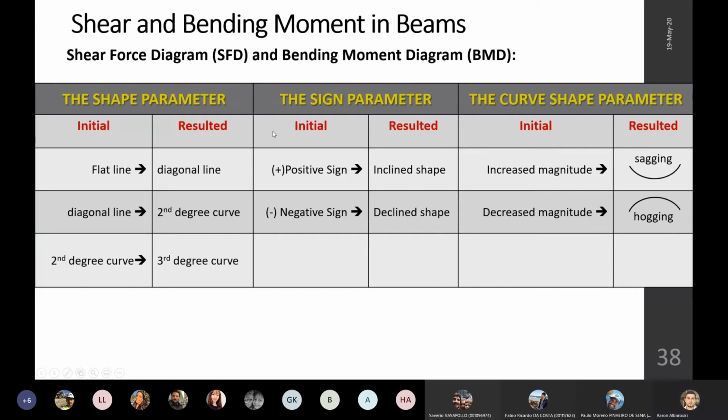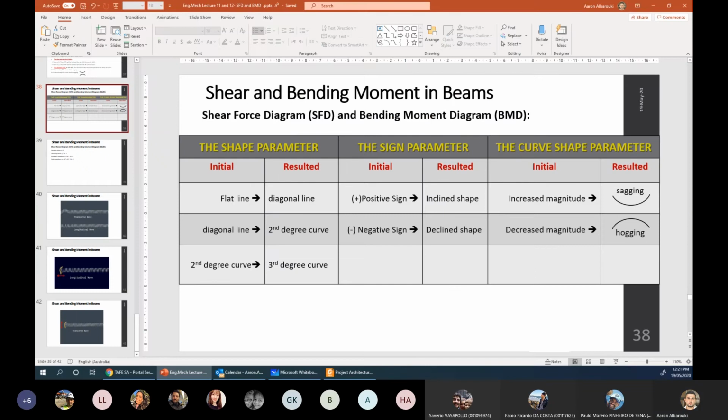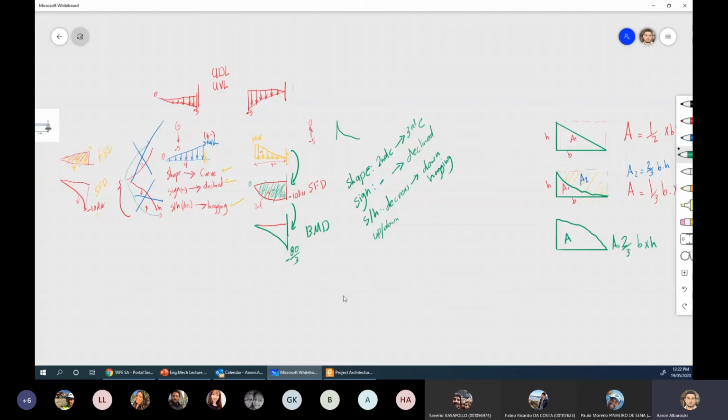So, this is all your lecture, this table here. As long as we do understand this table and we know how to apply it, we should be fine for the most complex shear force diagram and bending moment diagram. Any questions about this table, guys, before we start doing some examples? Guys, all good? Okay. Yeah, all good, thank you. Perfect. All right, let's do an example then.